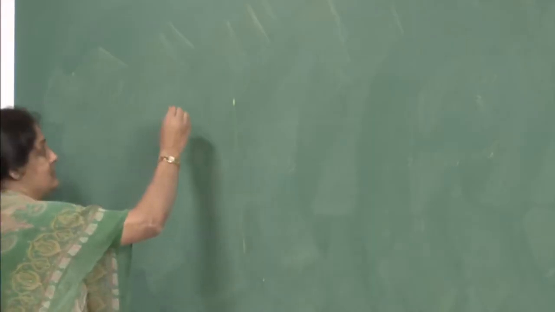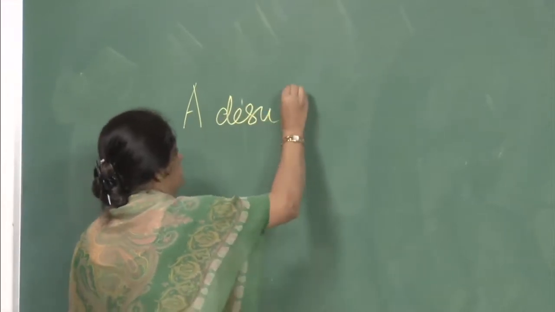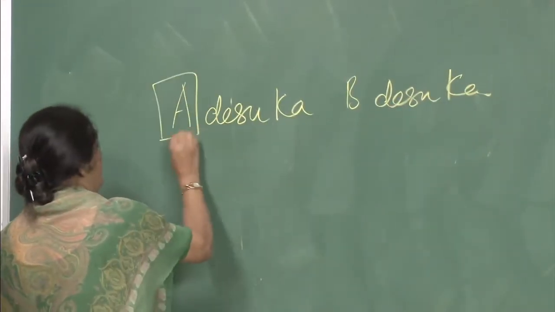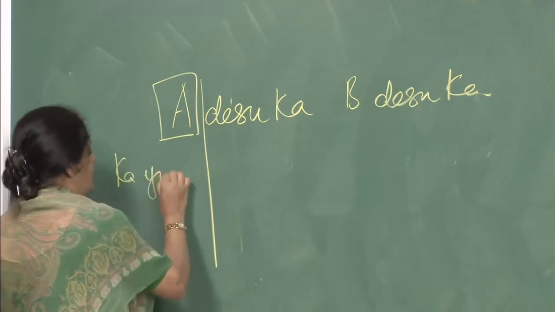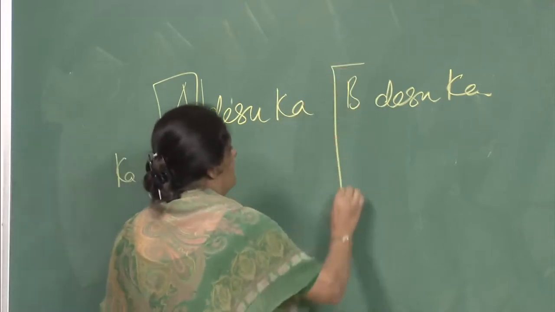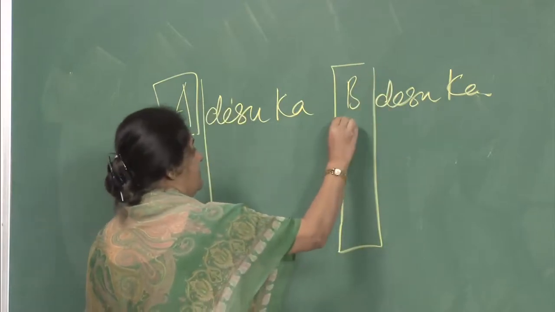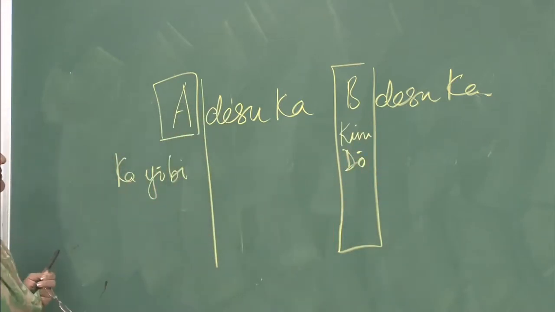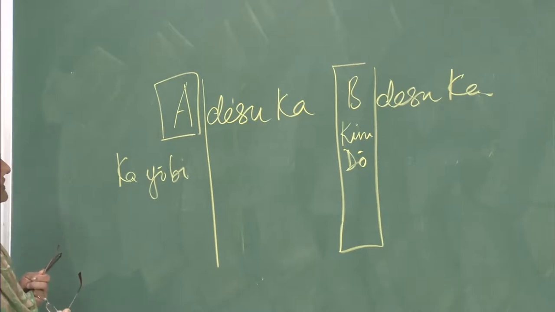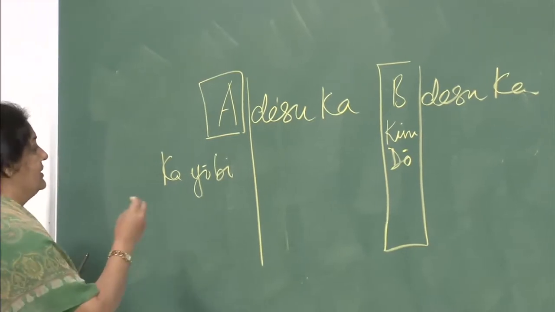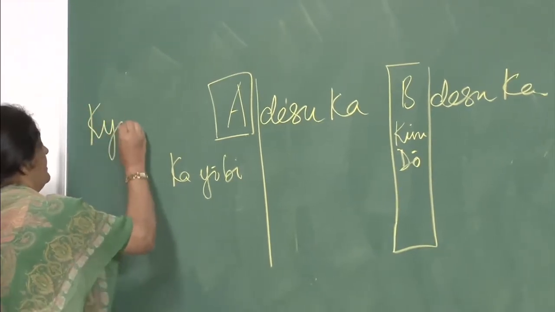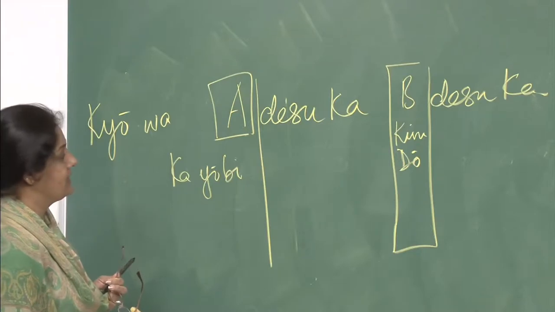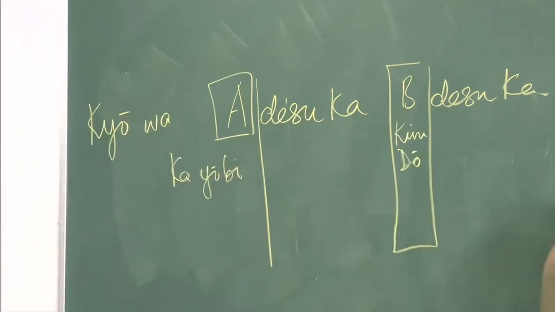Also in our previous lessons we have done A desu ka? B desu ka? So, instead of A, you can have Kayobi. B also, you can have one of these, Kinyobi or Doyobi, and you can practice. Ashita wa kayobi desu ka? Kinyobi desu ka? Kyō wa... You can practice this pattern as well with this.